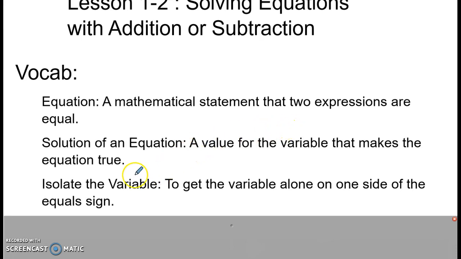The last term is isolate the variable. Isolating the variable means you are getting it alone by itself on one side of the equal sign, and this is necessary in order to find the solution. You get your variable all by itself on one side, and then you solve the other side, and whatever is left after you've simplified that other side is going to be the value of your variable, and that'll be your solution.